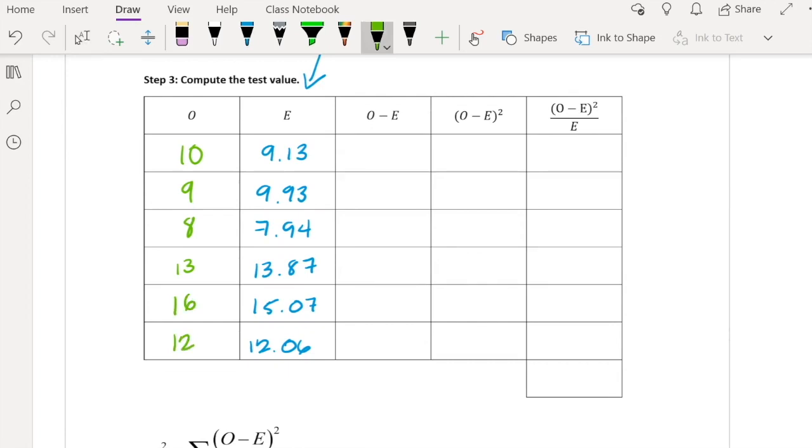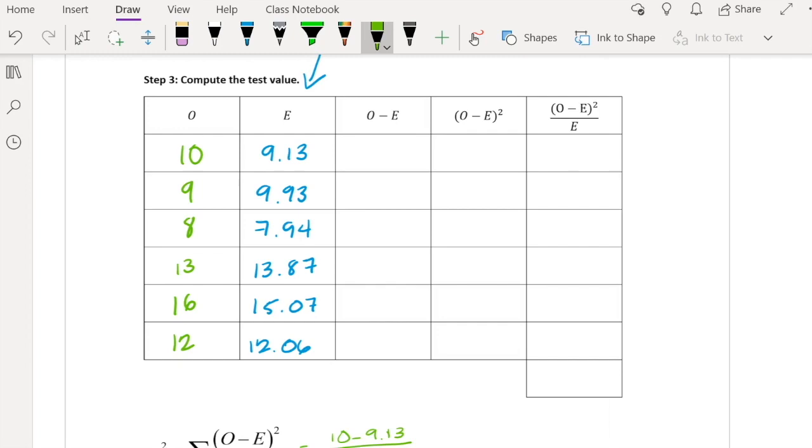I know for some of you, the table might be like a big waste of time. It does make it easier for me to grade if I was grading a paper and pencil test. So if you prefer to just write like 10 minus 9.13 over the E, that's okay too. For now it is okay, at least.